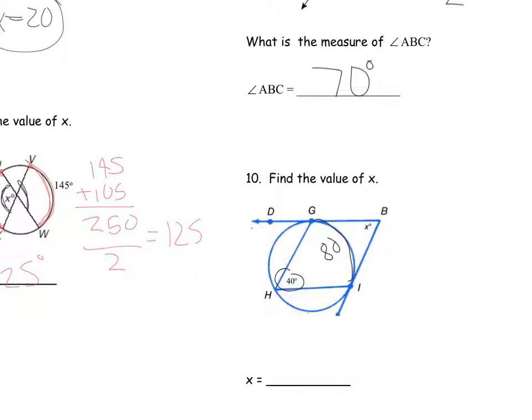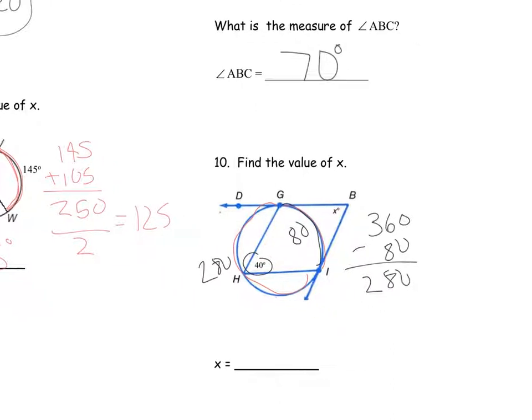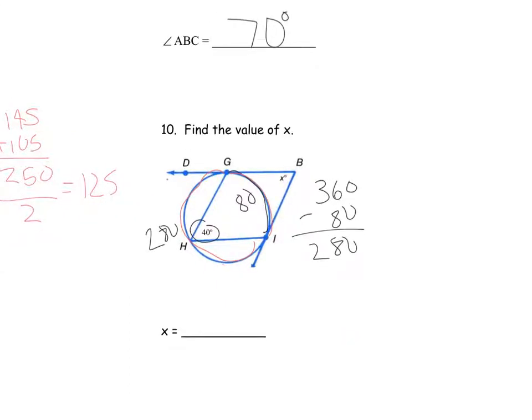Now, for GHI, the outer arc, the rest of the circle, well, a circle's 360. 360 minus 80 is 280. So then it's outer arc minus inner arc divided by 2. And so obviously 280 minus 80 is 200. Don't forget divided by 2, 100.